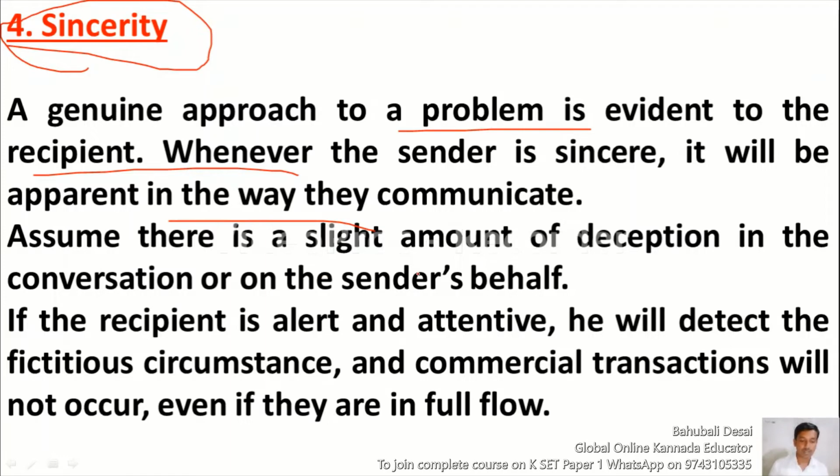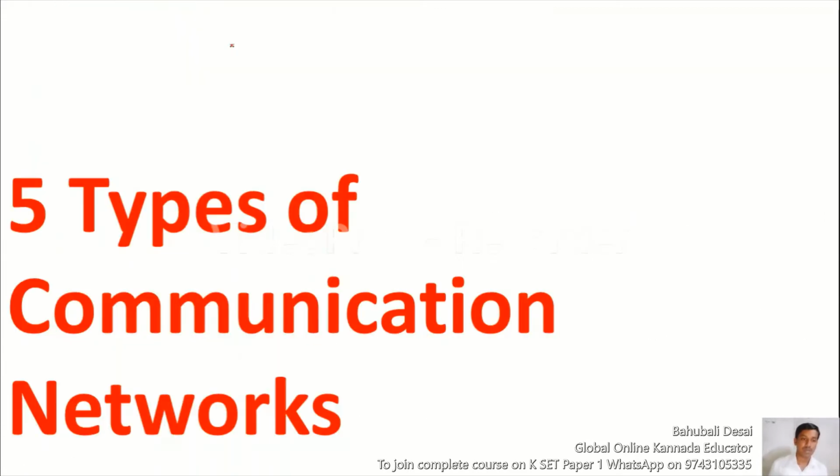So you should send the message very clearly, and you should not give any wrong information, because receivers will be alert and attentive. They can find the wrong information. So if the sender gives wrong information, it means a very bad impact. So the sender should not give any wrong information to the receivers in any way. So these are the 4 S of communication.